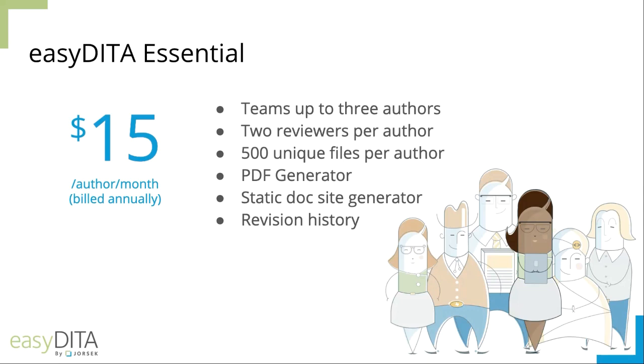So teams from 1 to 3 authors can have up to 6 reviewers, so 2 reviewers per author, and then up to 1,500 unique files, which is going to be more than enough for teams of this size who are getting started with documentation. Full PDF generator capabilities that were shown today, full static site generator, which is something we're going to do a webinar on in the very near future, revision history, all the standard stuff in the CCMS.